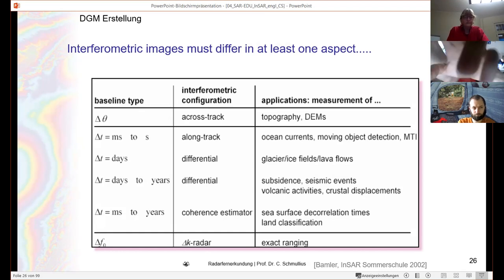So then here you see finally the word land classification with coherence estimator. That is for us a very helpful additional source of information. And you see it may be, right here it said, what is this? I don't even know what this means, milliseconds to years or two seconds, milliseconds is not, okay. Maybe in milliseconds, yeah.